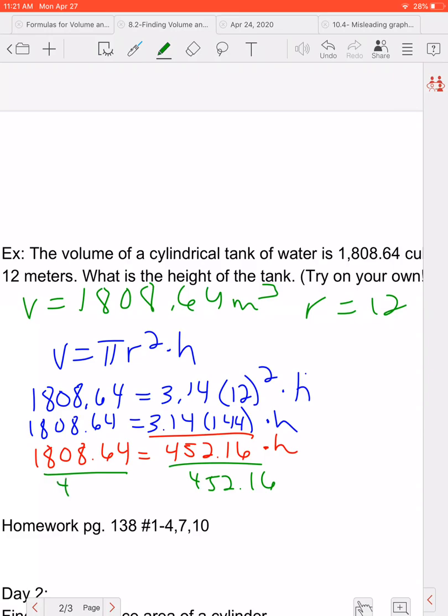So if we remember all those solving equation rules that we talked about in the beginning of the year. If we do 1808.64 divided by 452.16, we're going to get 4, and this would be 4 meters. So the height of this tank of water would be 4 meters.